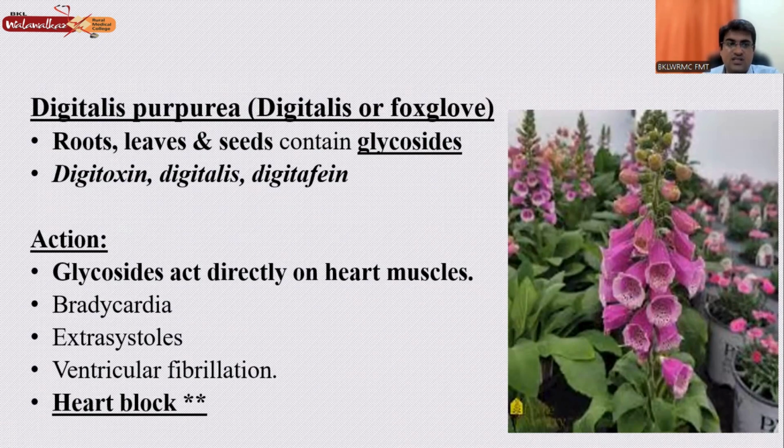Digitoxin, digitalin, digitophane, these are the active principles you may see in these plants. Action: these glycosides directly act on the heart muscles. It may cause bradycardia, extrasystole, ventricular fibrillation, and heart blocks.